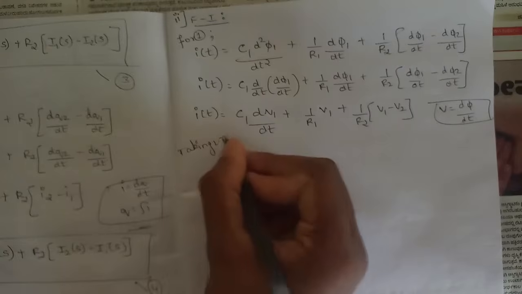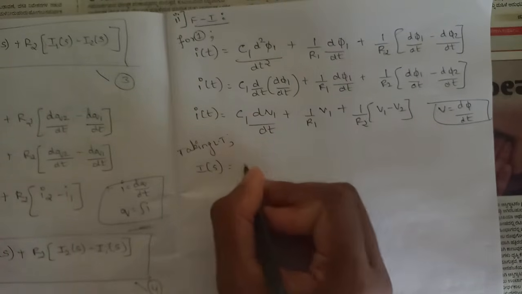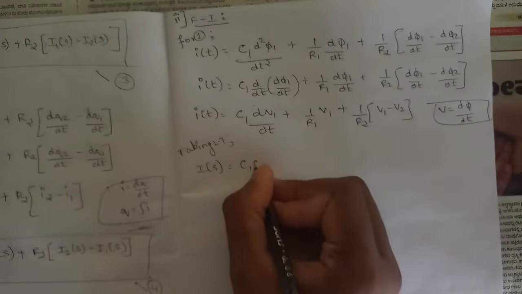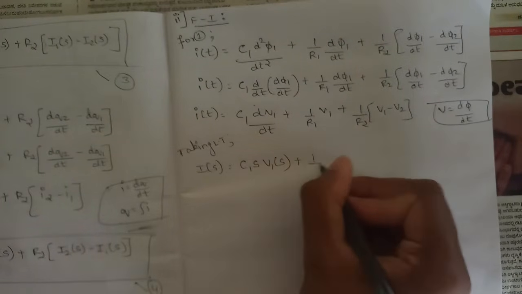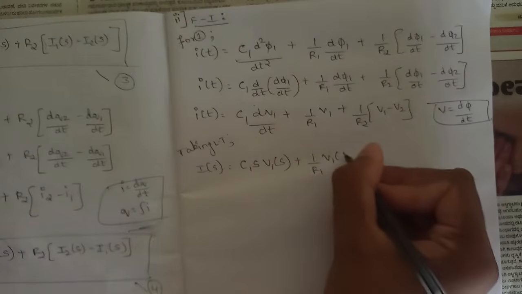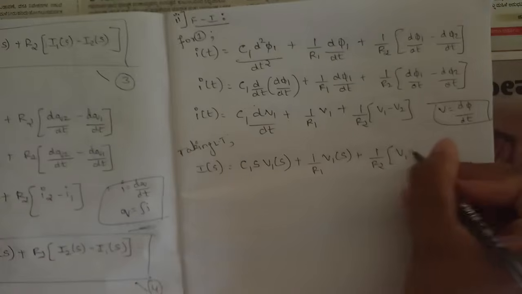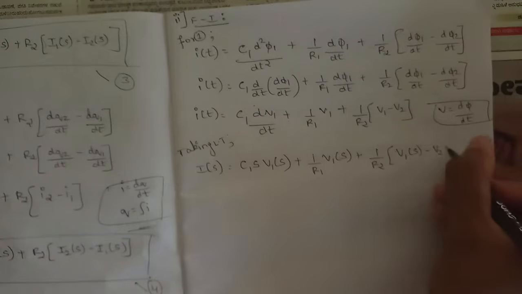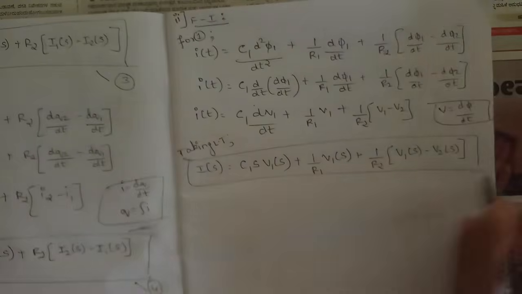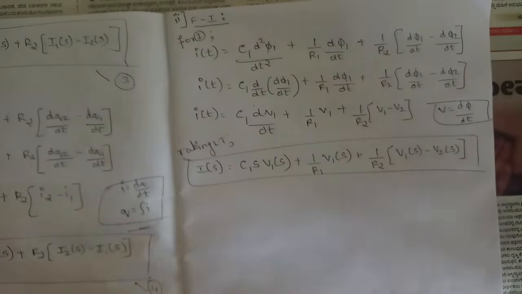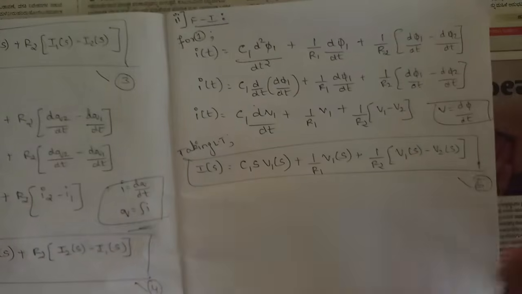So taking Laplace transform, this i of t would be replaced by I of s is equal to C1 into d by dt is replaced by s, v1 is replaced by V1 of s, plus 1 by R1 into V1 of s again, plus 1 by R2 into V1 of s minus V2 of s. Okay, so this is for equation 1. So how many equations are over? 4, right? So name it as equation 5.